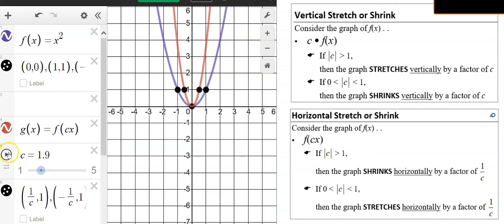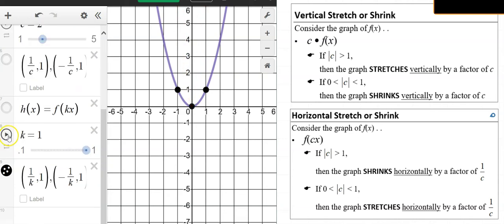So we're going to play this. I'm just playing this between 1 and 5. Okay. So in this case, the red graph represents transformations of the graph where c is bigger than 1. As you can see, focusing on (1, 1), the x value is 1. And then since c is bigger than 1, we're going to have a horizontal shrink. So let me pause on that, and pause the video because I need to get it ready for the other case scenario.